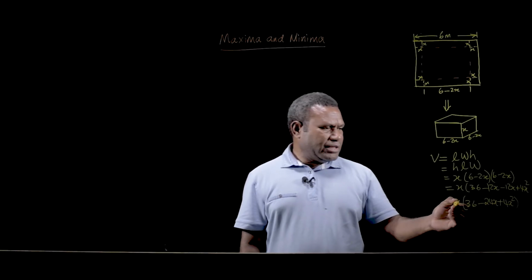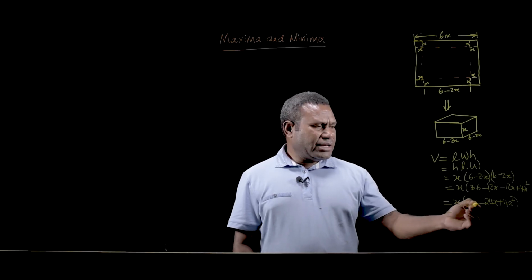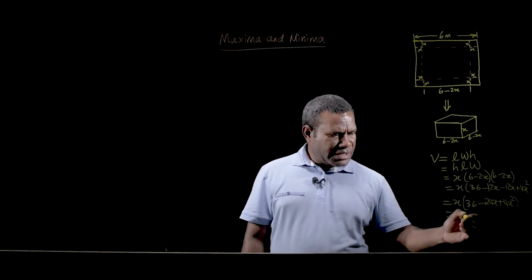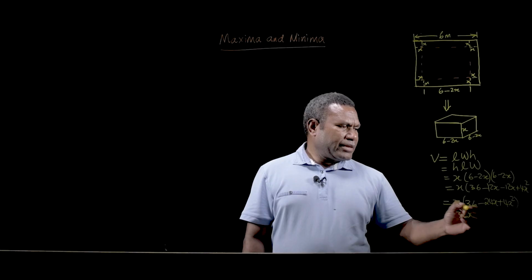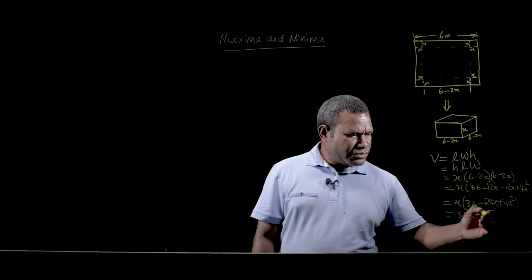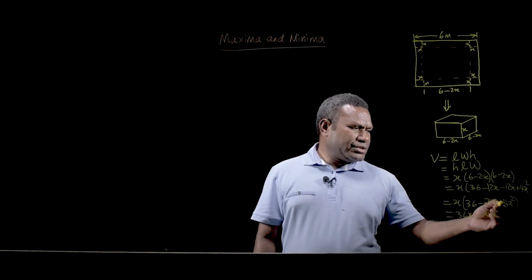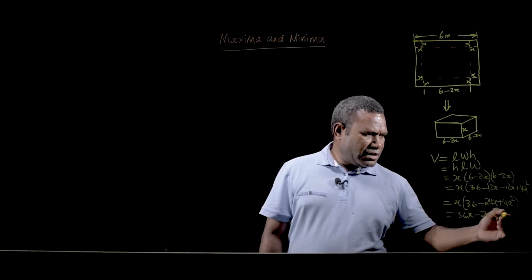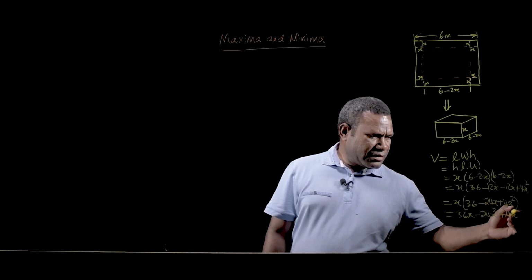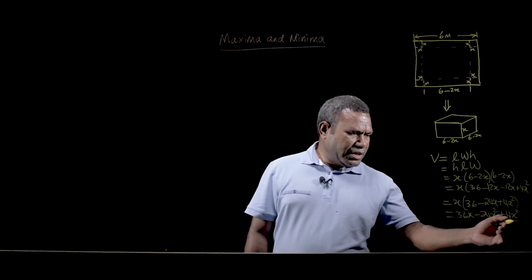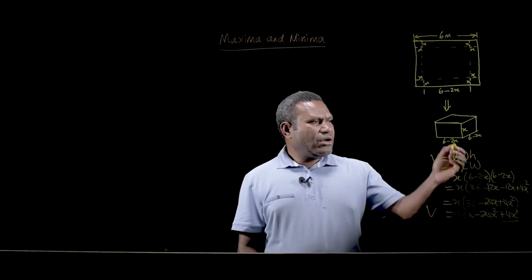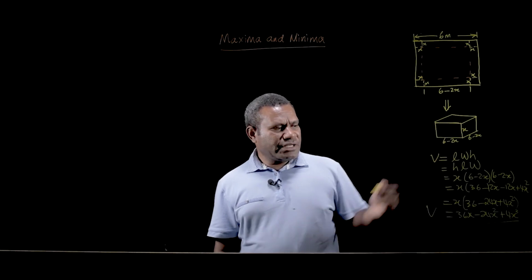Finally, we are going to expand it with x here. So x times 36 is 36x. x times minus 24x will be minus 24x squared. x times positive 4x squared gives us 4x cubed. So what we have here is the expression of the volume of this tank.